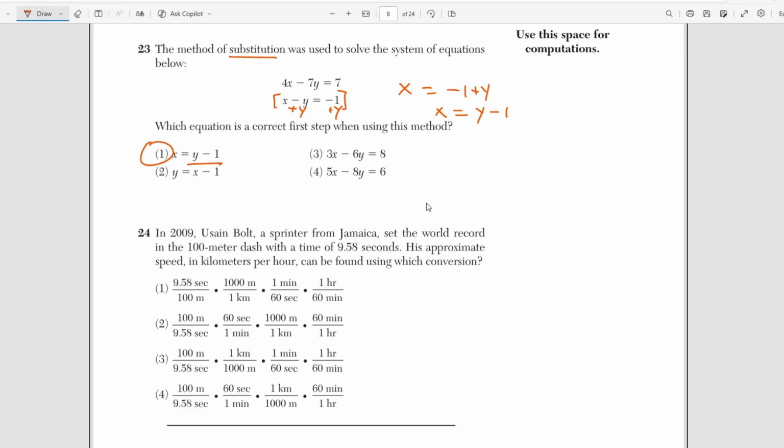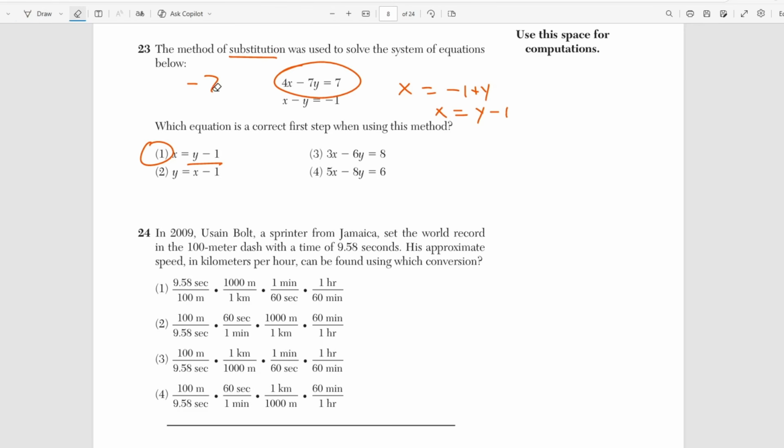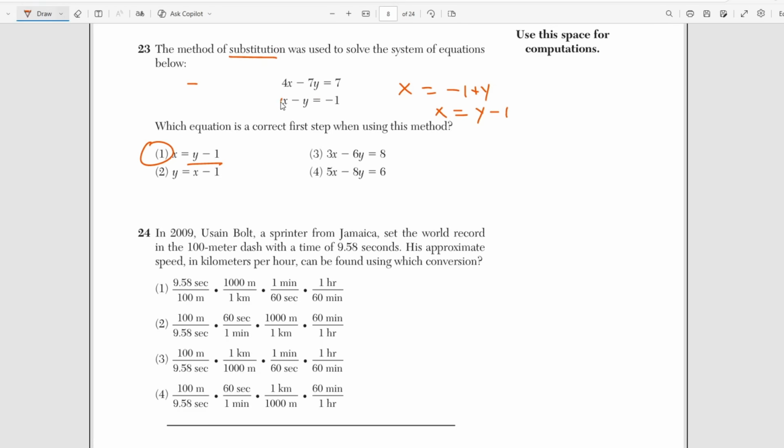When you substitute, you want to make something in terms of x or y. So in this case, it's easier to rewrite this bottom equation because we won't have to divide. Rewriting this top equation would be difficult because all of a sudden you'd have to add 7y and then you'd have to divide everything by 4. This is super simple because our variables have all coefficients of 1, so there's no division required. We just have to add y to the other side to get x alone. So the first step in substitution is to get x and y alone. So 3 and 4 were automatically wrong, and 2 rewrote the equation incorrectly, okay?